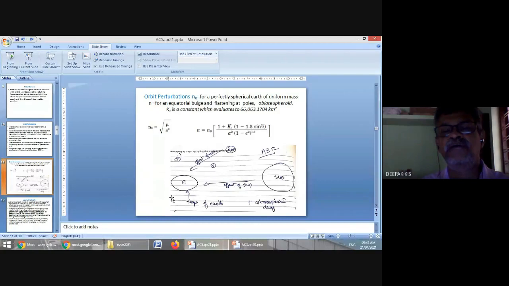So basically you have Earth. The shape of Earth is not spherical, it has a bulge. Then there is the effect of sun, then there is atmospheric drag, there is the effect of moon. So all these contribute to orbit perturbations.